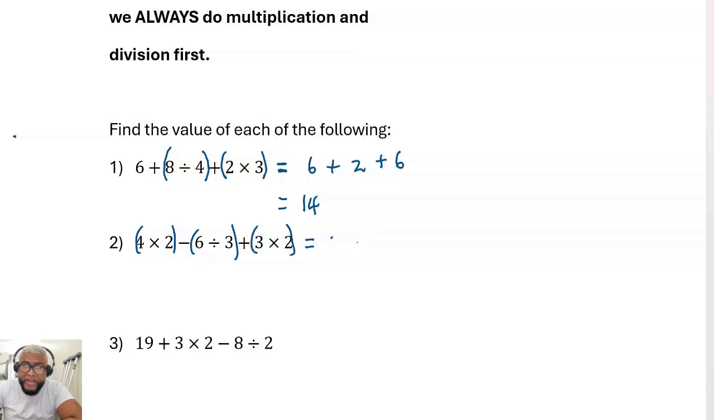You also have 3 multiplied by 2. So what would this be equal to? Work on the multiplication and division for me first. Okay, 4 multiplied by 2 is 8. Minus 6 divided by 3, which is 2. And plus 3 multiplied by 2, which is 6. Right. And when we work on this, what did you get, Sapphire? I didn't work it out yet, but 12? Yeah. 8 minus 2 is 6. 6 plus 6 is 12, right?